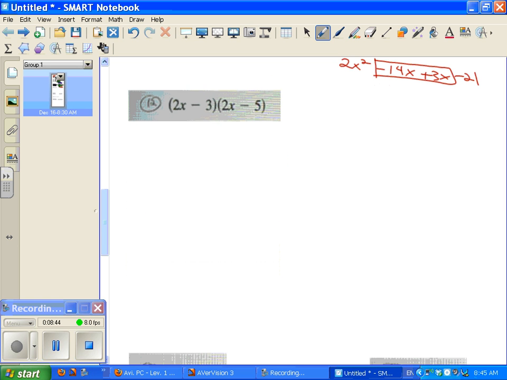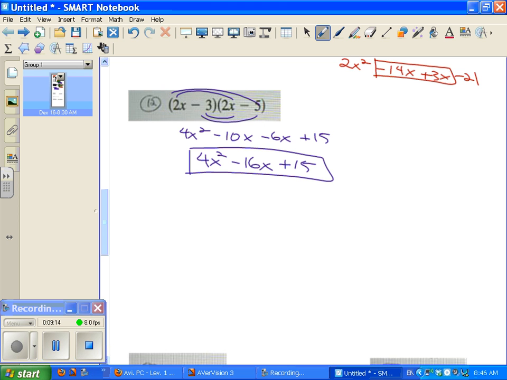All right, now 12 is already factored. What did they want? Find the product. So we're supposed to FOIL it out. So 4x squared minus 10x minus 6x plus 15 that equals 4x squared minus 16x plus 15. All right. Easy. So just FOIL it out, combine like terms.